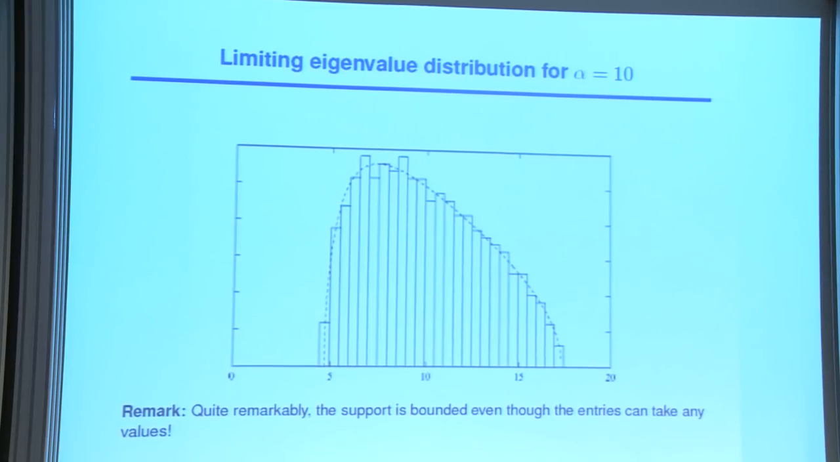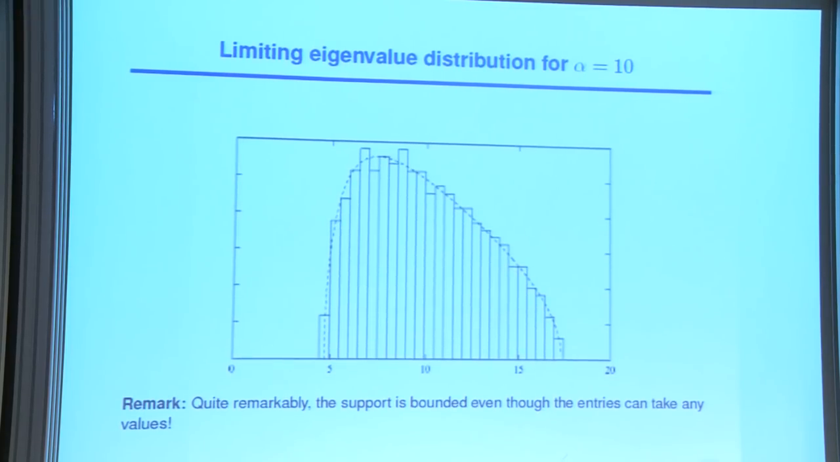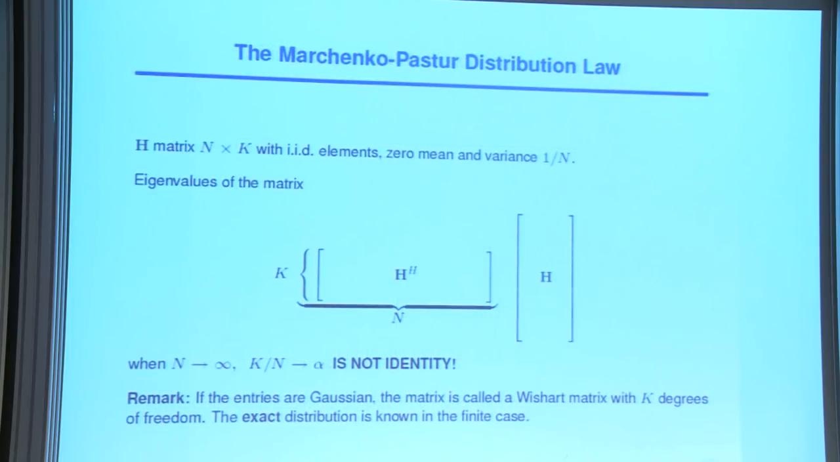Same thing: when the dimension of your matrix increases, but the ratio tends to a constant, the empirical eigenvalue distribution converges, and you can show that it converges almost surely towards the Marchenko-Pastur law here. Okay? So very neat, and you have an explicit form of that.